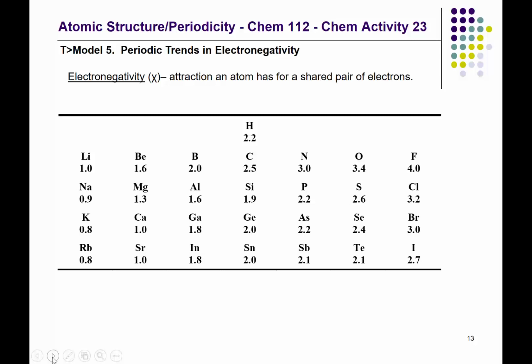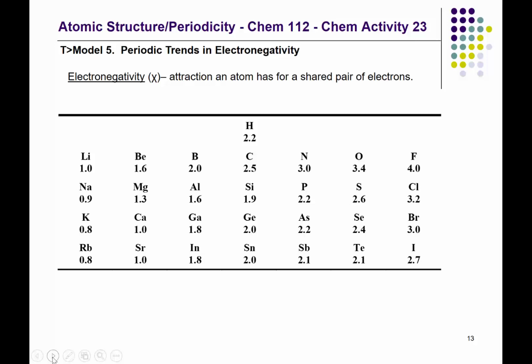Electronegativity is symbolized by the Greek letter chi, so it looks something like a fancy X. Electronegativity is the attraction an atom has for a shared pair of electrons. Now, if you think about those words, shared pair, it implies that the electrons are involved in a bond, because that's where we think of sharing electrons.